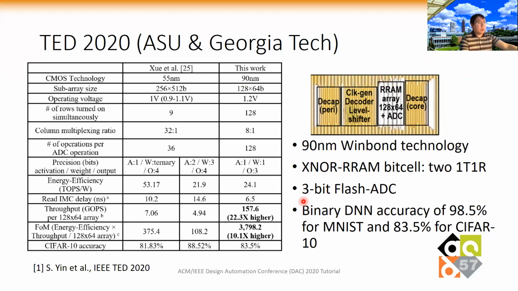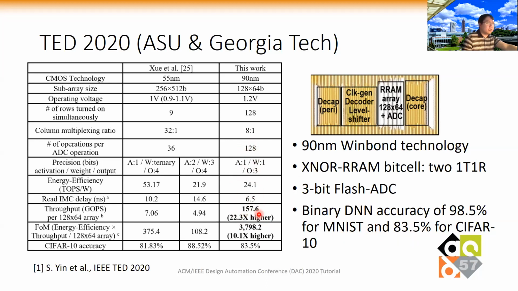And then here we employ a 3-bit flash ADC. Here we also achieve reasonable accuracy for MNIST. But you see that for the CIFAR10 dataset, there's a degradation of the accuracy because here we only have a binary neural network. One noticeable advantage of this design is that we turn on all the rows simultaneously.